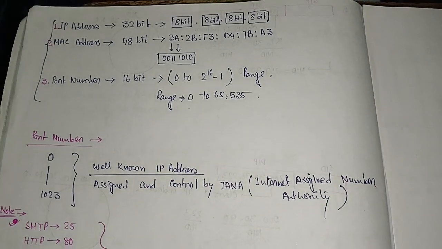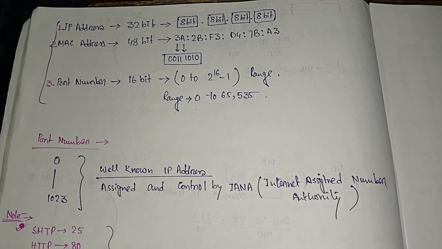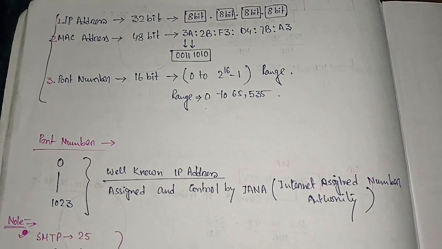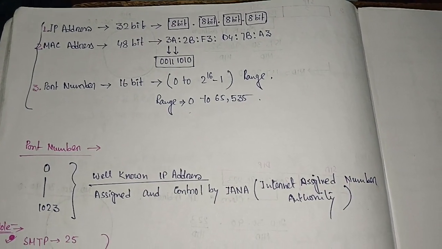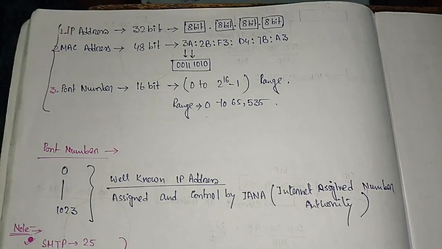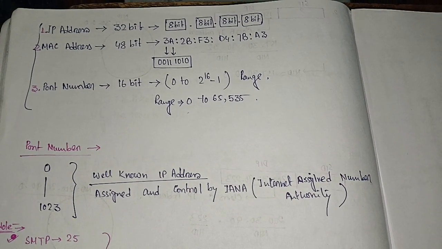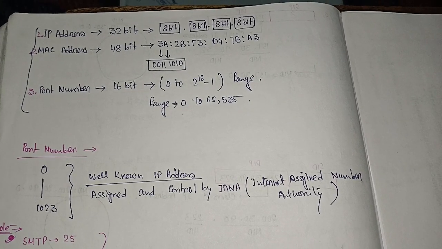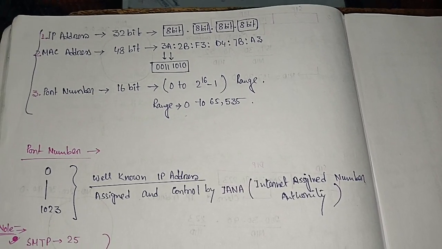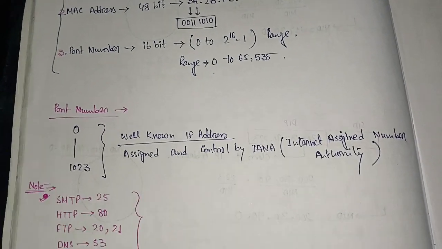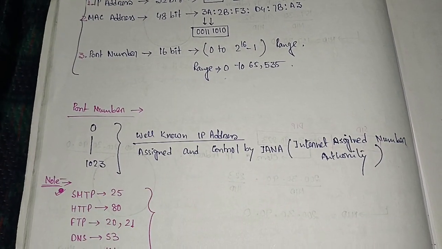The IP address is 32 bit, and we differentiate between four octets: 8 bit, 8 bit, 8 bit, and 8 bit. The IP address is 32 bit and the MAC address is 48 bit, that is 6 octets, and the port address is 16 bit. So the range is 0 to 2 to the power 16 minus 1.